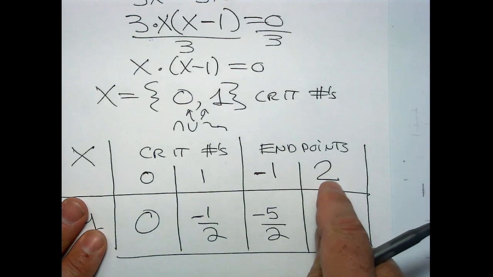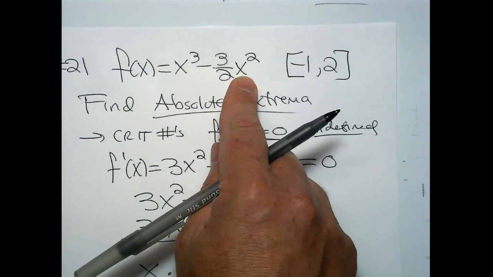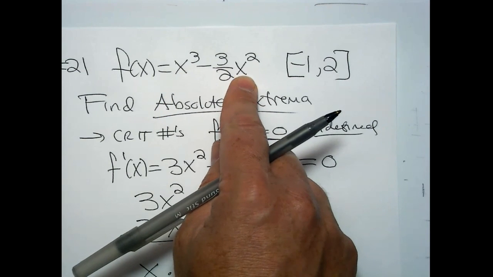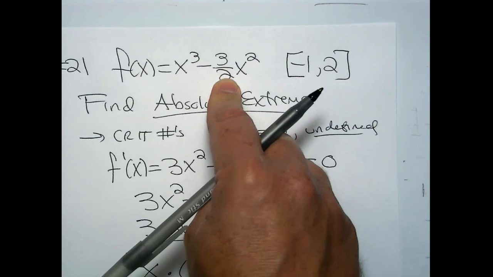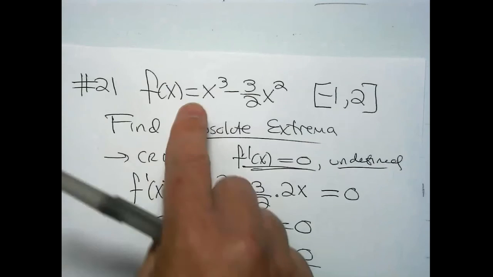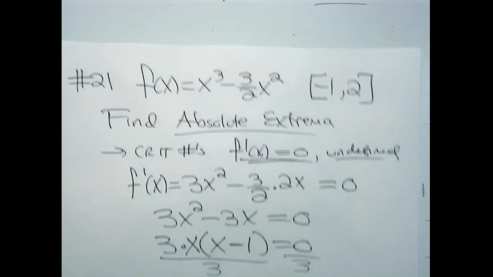And let's finish with this 2 here. 2 goes in, you get 2 cubed is 8. 2 goes in, you get 2 squared is 4 times 3. That's 12 over 2, which is 6. So what are we getting here? 2. Let's double check that. 2 cubed is 8. Minus 6 is 2.